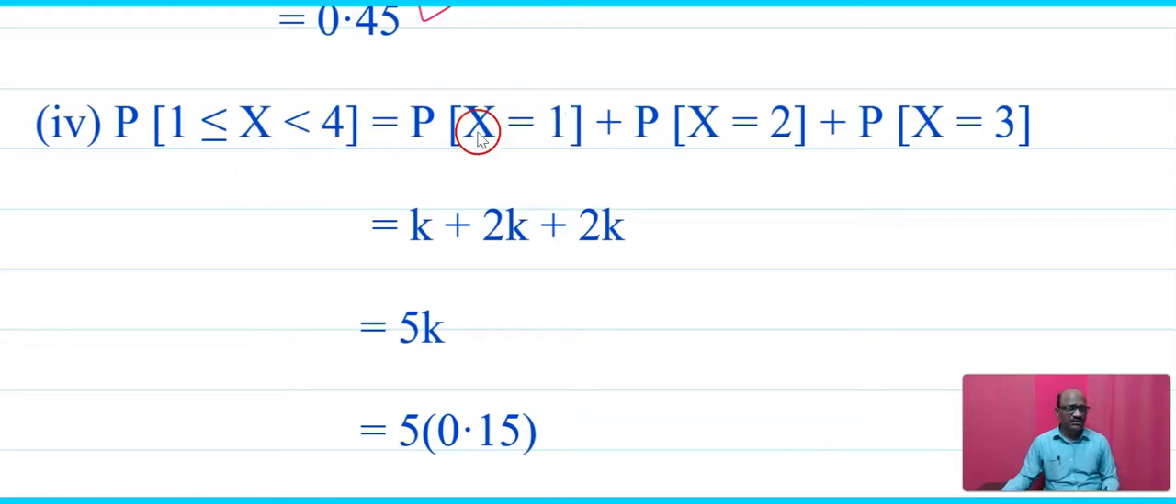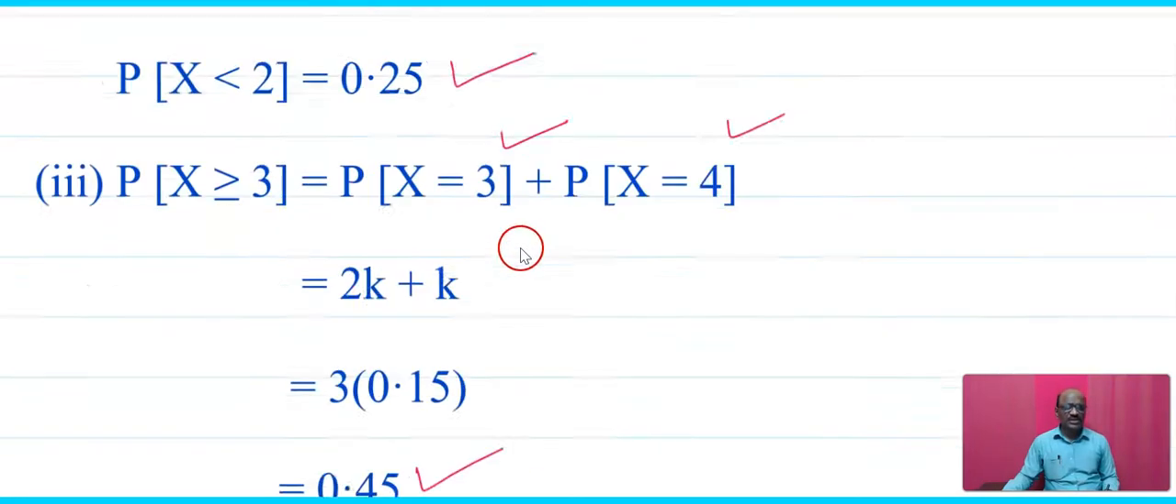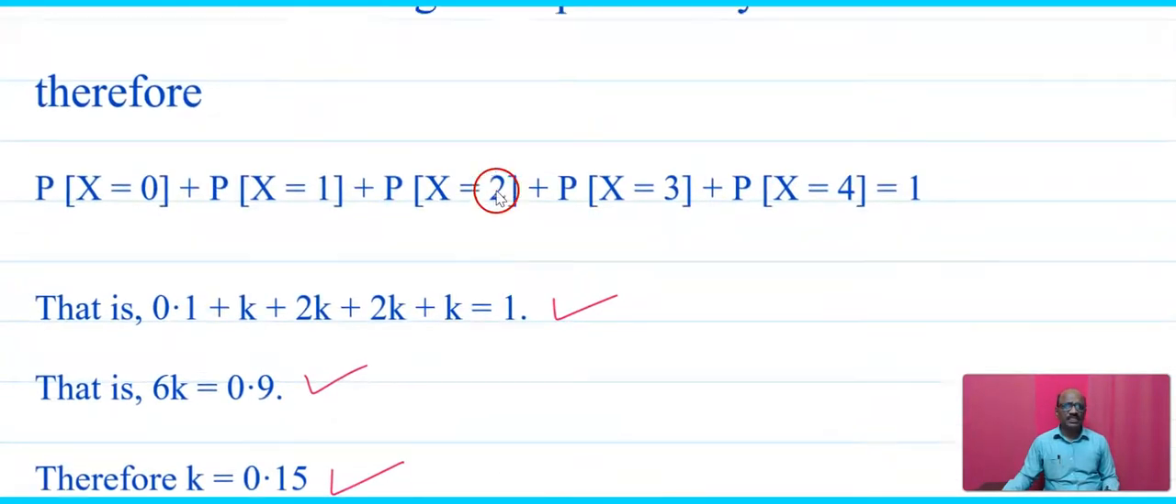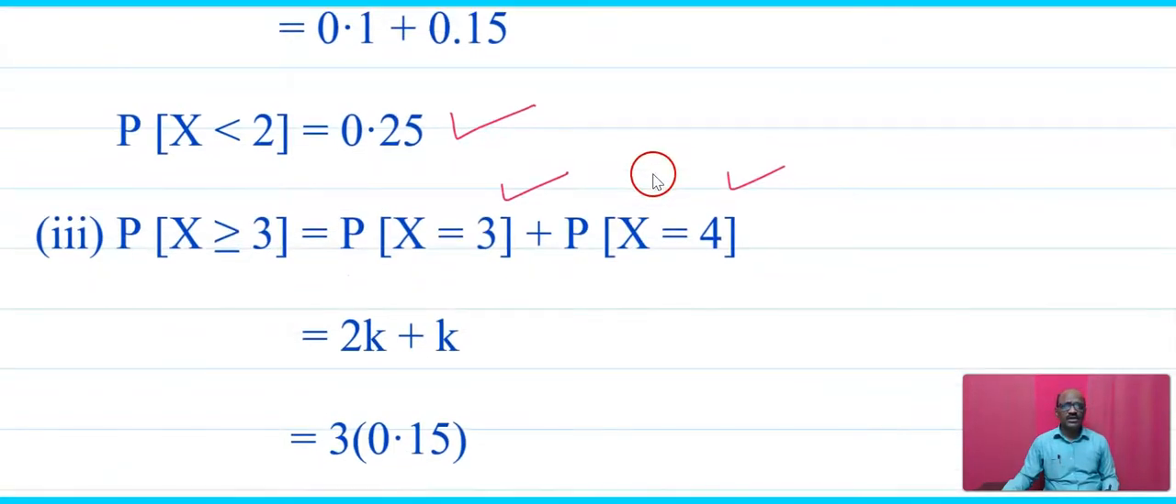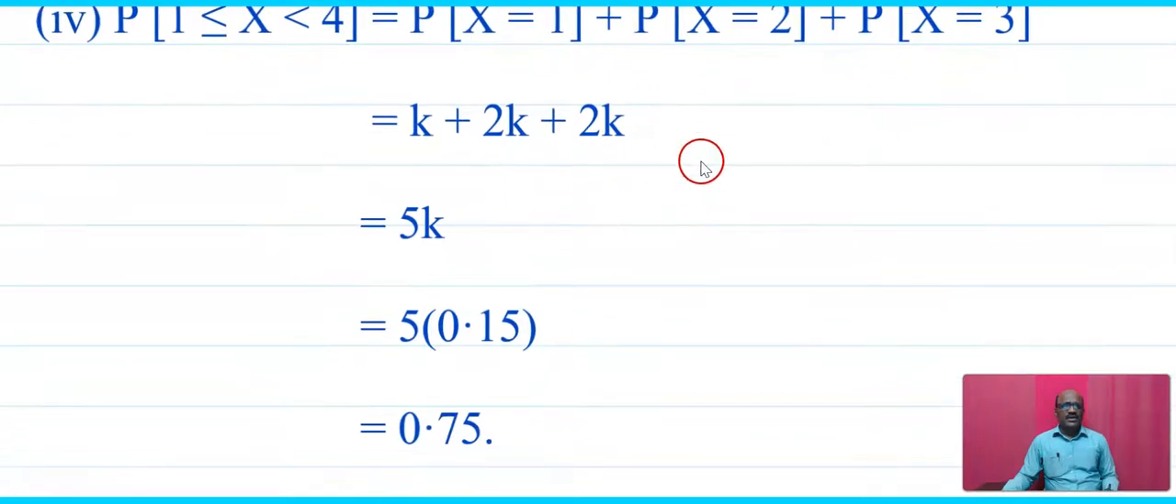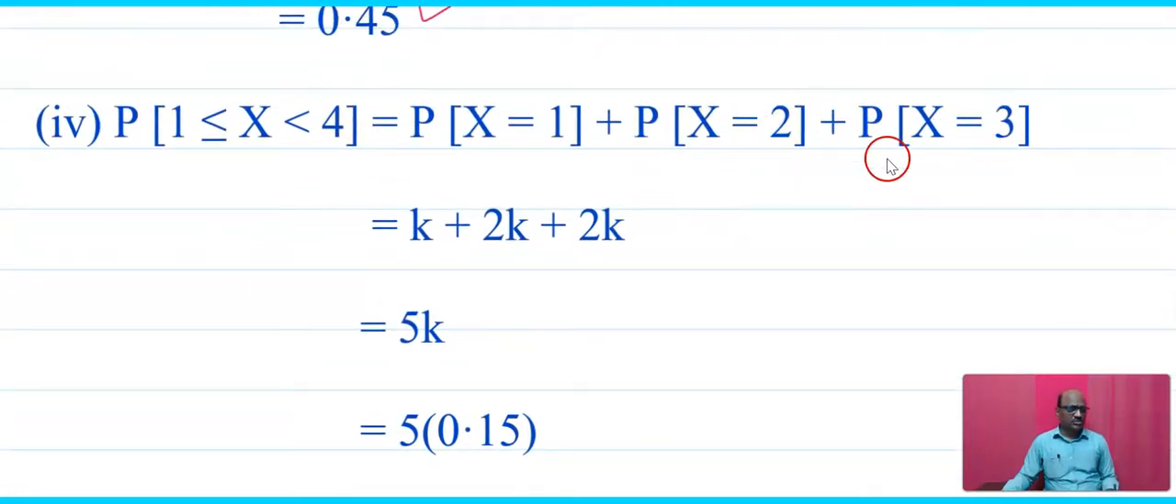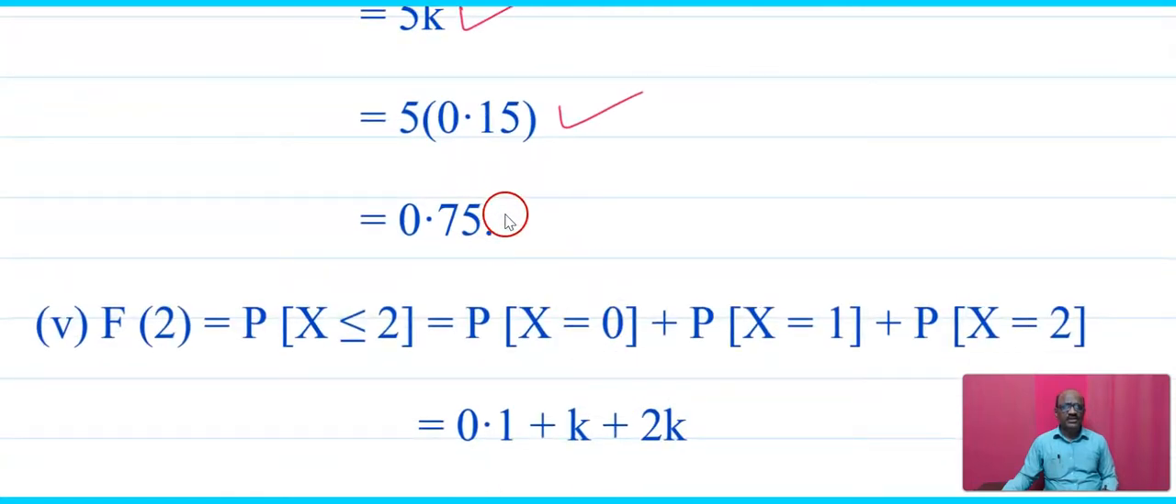Next, the values of X lie between 1 and 4, equal to 1 and not equal to 4 also. Therefore, we will take the values of X as 1, 2 and 3. When X equals 1, it is K. X equals 2 is 2K. In the table, X equals 3 is again 2K. If we add it, you will get 5K. 5 into 0.15, then you will get 0.75.